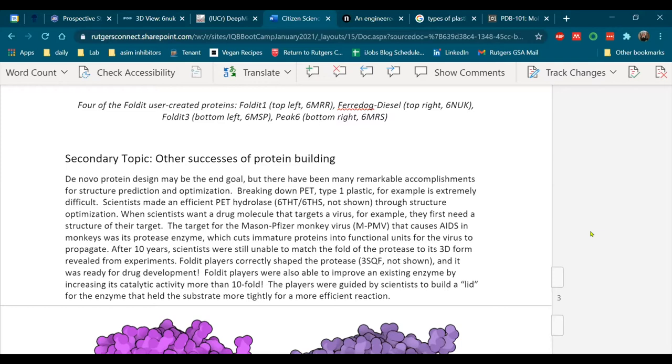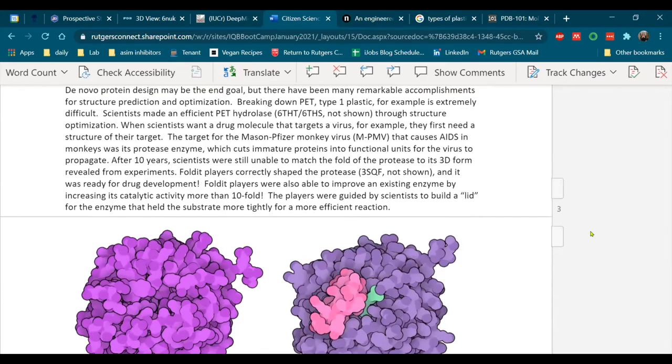FoldIt players were also able to improve an existing enzyme by increasing its catalytic activity by more than tenfold. The players were guided by scientists to build a lid for the enzyme that held the substrate more tightly for a more efficient reaction.